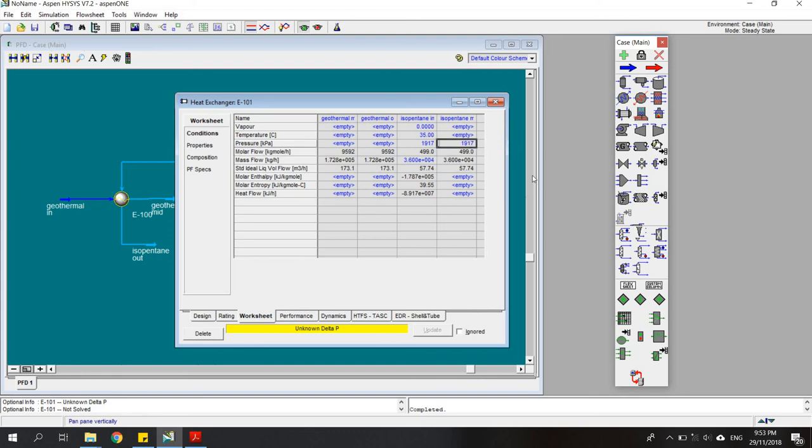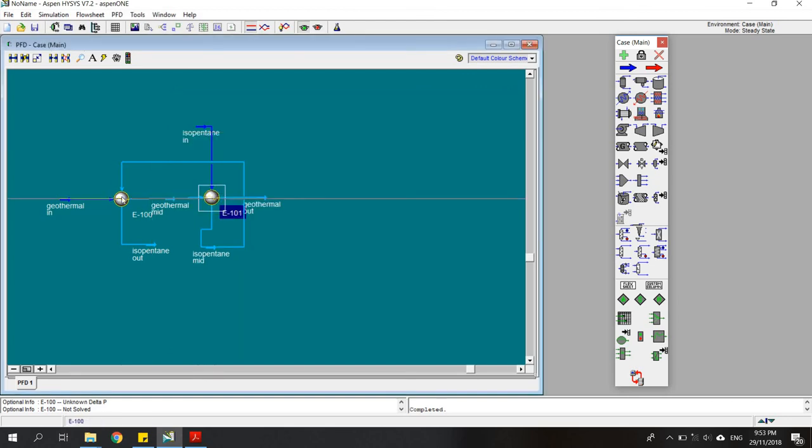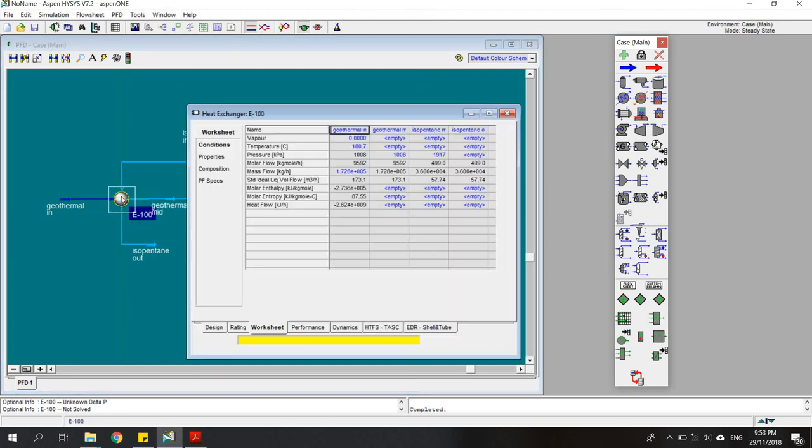In this case, I assume that there is no pressure loss in the heat exchanger. So all the pressure, whether in the tube side or in the shell side, would be the same in all streams, okay? So for the geothermal, it would be 1008, and for the isopentane it would be 1917, okay? And after that, come back here.